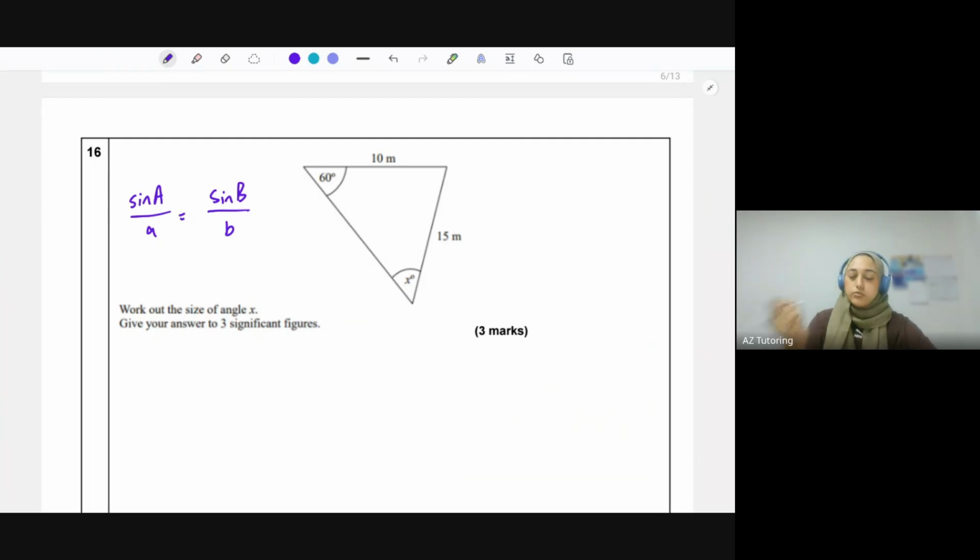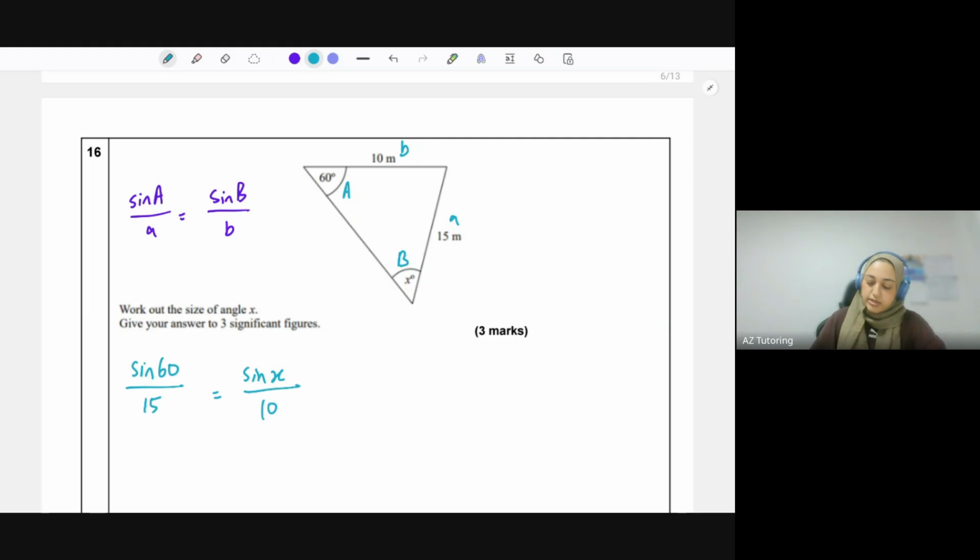So let's now label our triangle. Let's say that's angle A. If that's angle A, then opposite, which is this, is length A. And I'm going to label this angle B. If that's angle B, then this has to be length B. Now let's just plug everything straight into the equation. We've got sine of A, which we've said is 60, over length A, which is 15, equals sine of angle B, which I don't know, so that's X, over length B, which is 10.